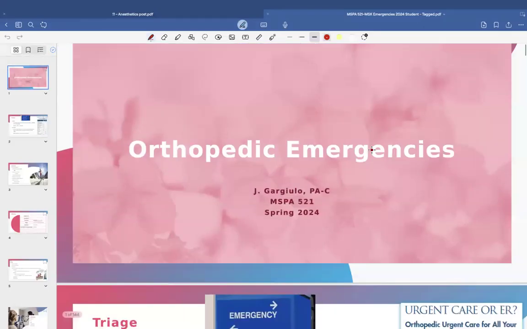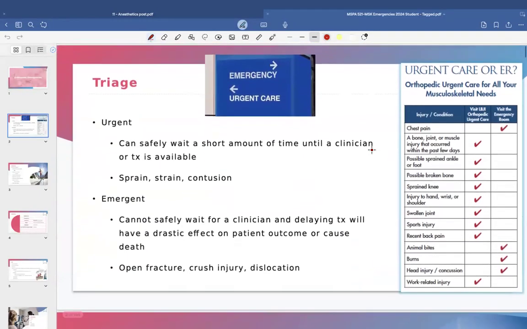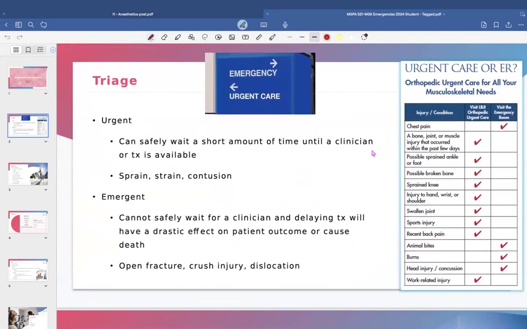Musculoskeletal emergency. So, of course, just when you're thinking about emergencies, you're going to go back to what do you need to triage yourself, or what do you need to make sure, if you're in a critical care situation, what do you need to send to the emergency?